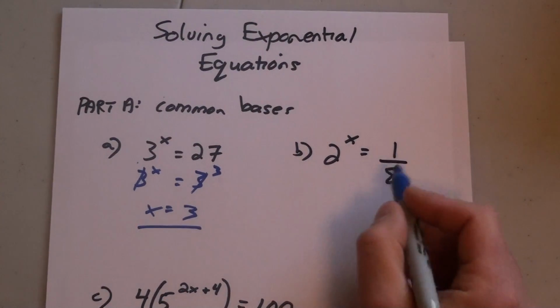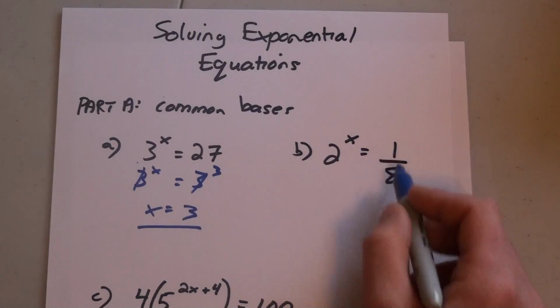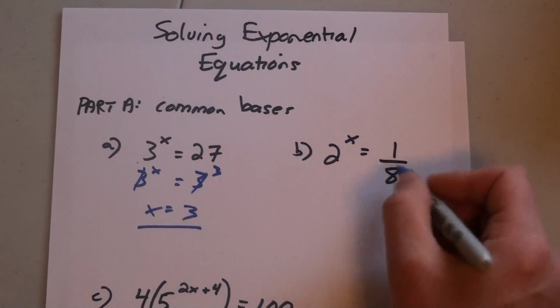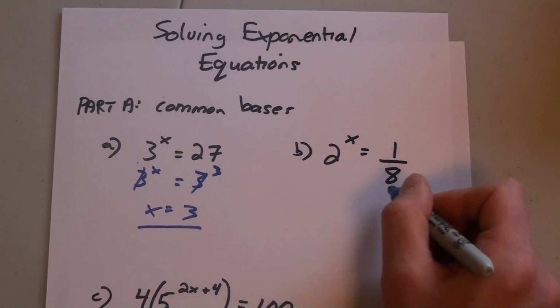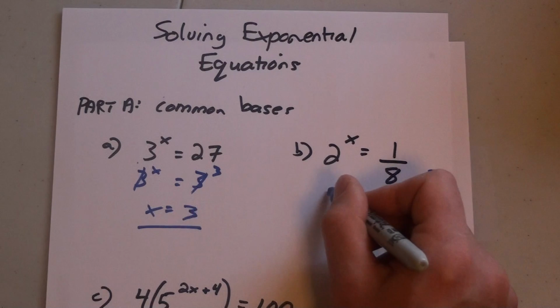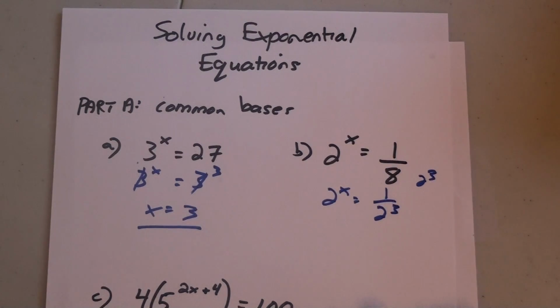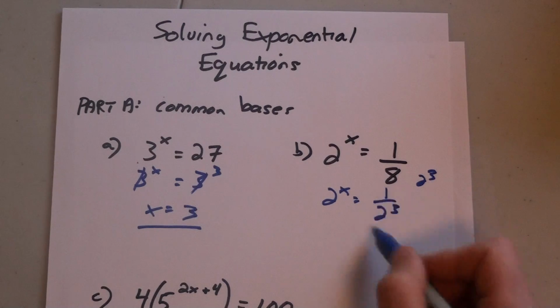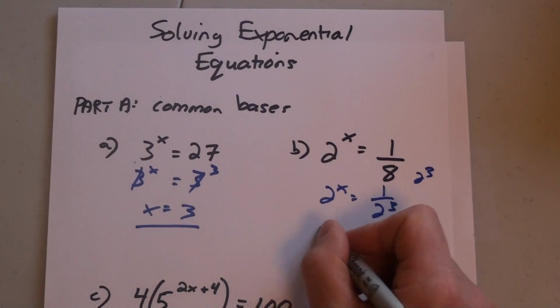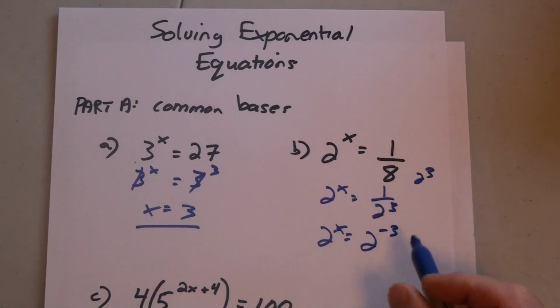Sometimes you have to think a little bit harder about what the common base would be. Here, for example, I have 2 to the x equals 1 over 8. Now 1 over 8 can be expressed as an exponent of 2 because 8 is 2 to the power of 3. So this is really 2 to the x equals 1 over 2 to the power of 3. Which, using my negative exponent rules, is actually 2 to the x equaling 2 to the negative 3.